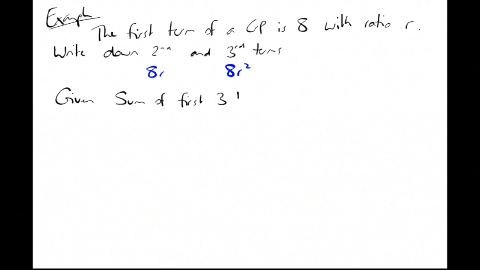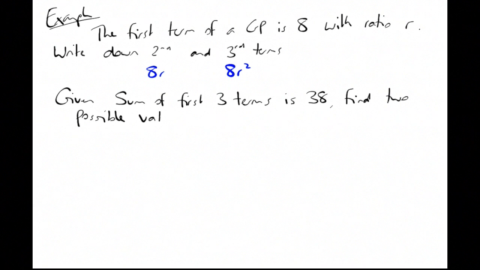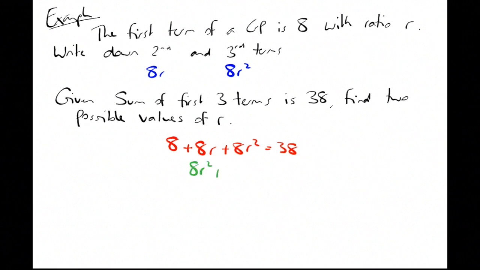Given the sum of the first three terms is 38, find two possible values of R. Well, the sum of the first three terms is just 8 plus 8R plus 8R squared, and I know that equals 38. So this is a quadratic. Standard thing you do with quadratics, stick everything onto the same side, make it equal to 0. 8R squared plus 8R minus 30 equals 0.